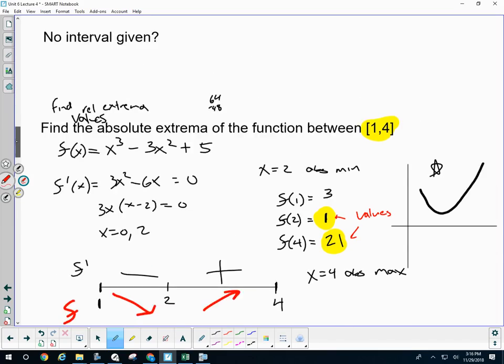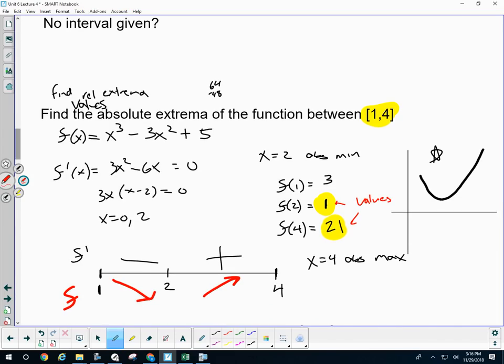Now, let's say they ask you about an absolute max or min, and there's no interval given. I could ask the same question and just specify, find the absolute mins of the function. Well, I would just use a different function. But if you are not given an interval, just do your number line analysis. And typically, if they don't give you an interval, it's because there's only one location where there is a max or min. Okay, so do your derivative sign analysis.